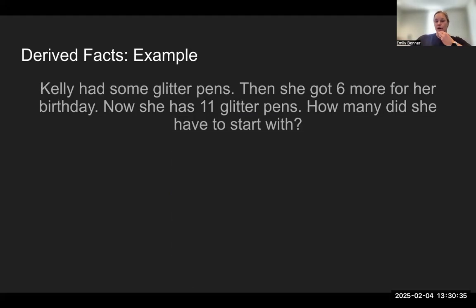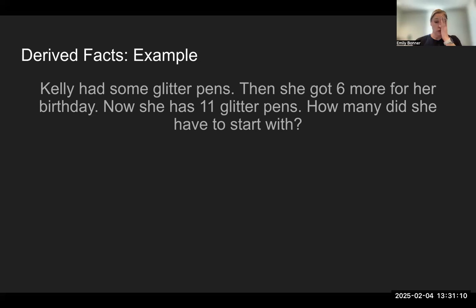Okay, so for this one, Kelly had some glitter pens, so we don't know the start value. She got 6 more for her birthday. Now she has 11. So again, with a derived fact, a student might say, well, I know that 6 doubles is close to 11. It's 12, but it's actually 1 less. So 11 is 1 less than 6 doubles, right? So then I know my answer is 1 less than 6, which is 5. They might also say, I know that 5 doubles is 10, and then 6 is going to give me one more, which will give me 11. So I know 5, 5, and 1, which is 5 and 6.